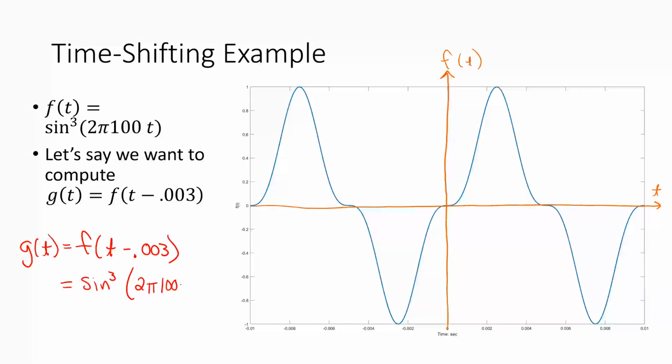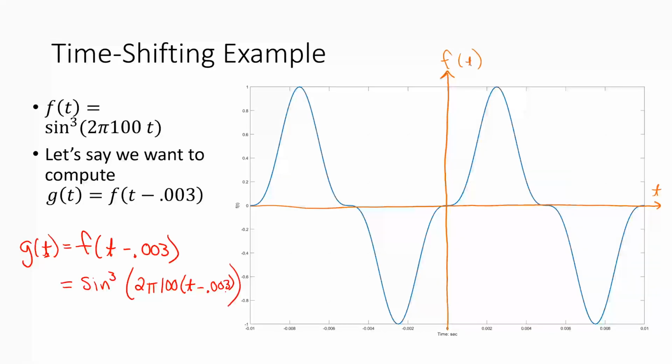Yeah, this could be a phase shift. How do I write this? How do I put the argument in here? I need to replace the t with t minus 0.003. So that means that this becomes t minus 0.003. Oops, too many threes.